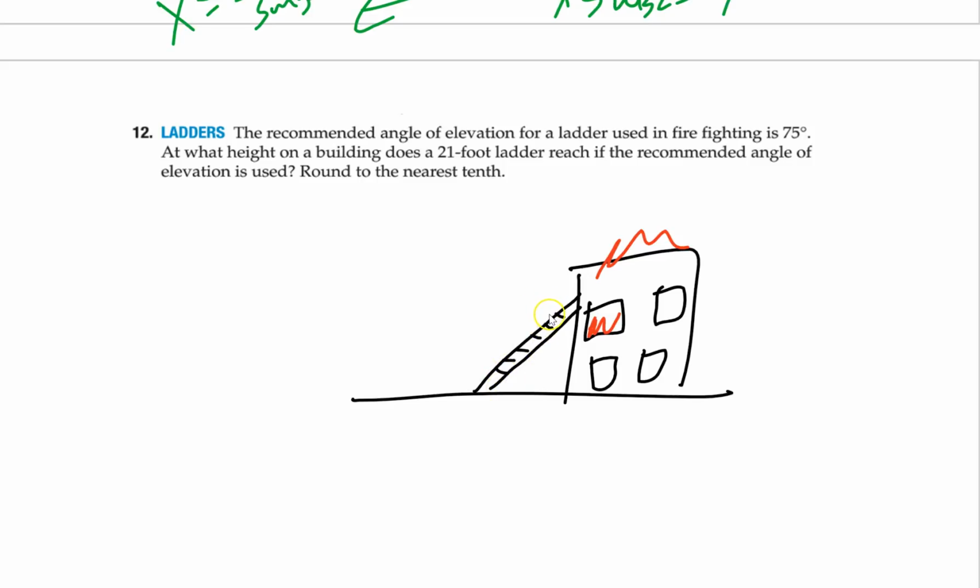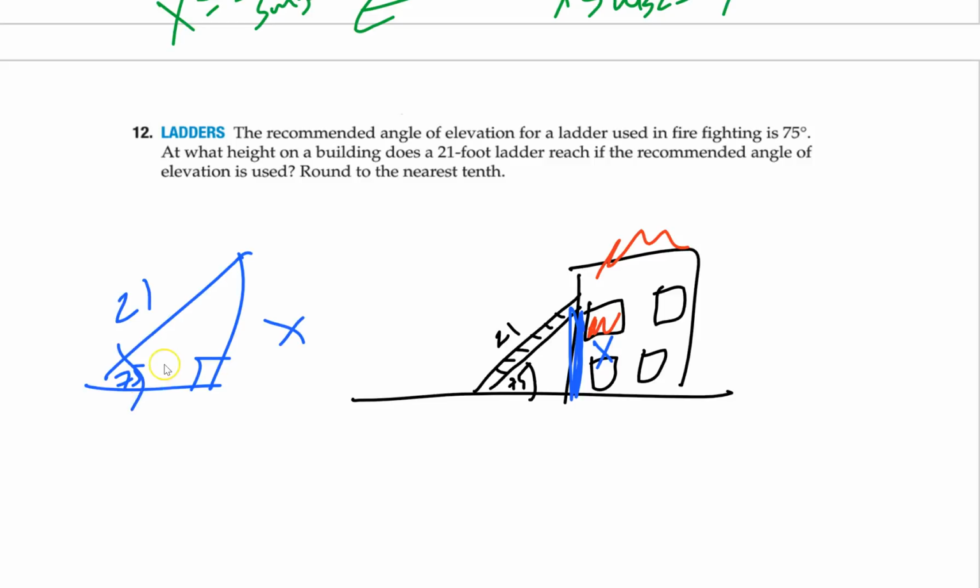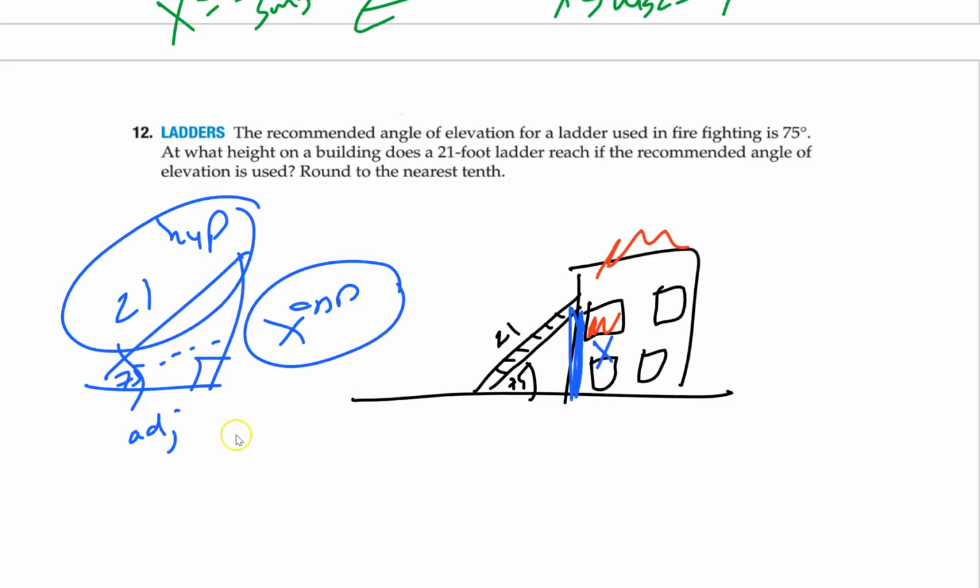Now look what it says again. The recommended angle of elevation for the firefighter is 75 degrees. So this has to be about 75 degrees to be stable. At what height does a 21-foot ladder reach? So this is a 21-foot ladder, so this is 21 feet. We're looking for how high on the building it goes, if that angle is 75. So this is what we're looking for. So again, I'm going to draw another triangle on the side here. 21, 75, and x. List out the sides. This is opposite. Here's the right angle. Here's hypotenuse. And this is adjacent. We want opposite. We have hypotenuse. That looks like sine again.